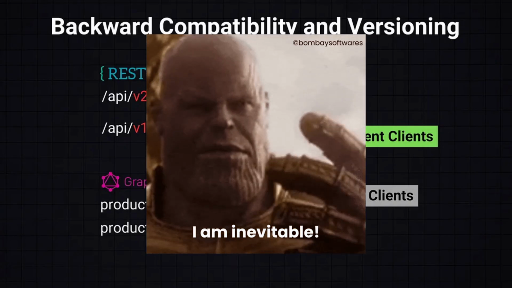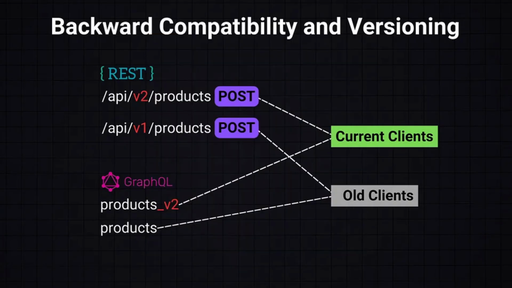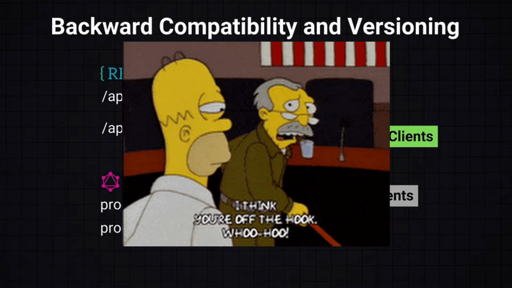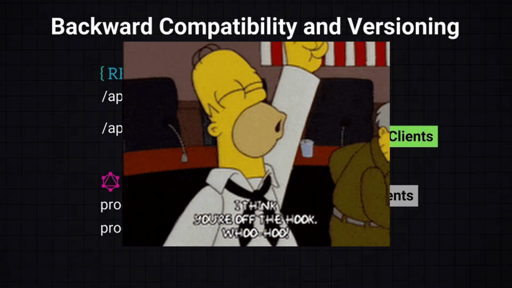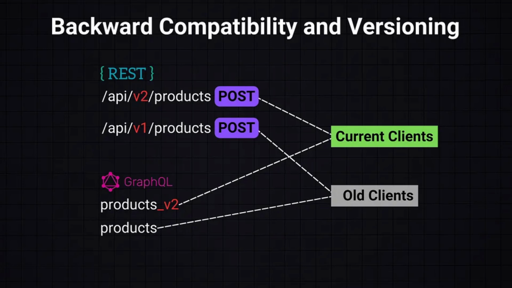Change is inevitable, but breaking existing clients, that's just rude. Enter versioning. Create /v2/products when you need major updates, but keep /v1/products alive for older clients. GraphQL fans, don't think you're off the hook. Add new fields and deprecate old ones. Don't just rip them out. Versioning is the API equivalent of leaving breadcrumbs for your users.